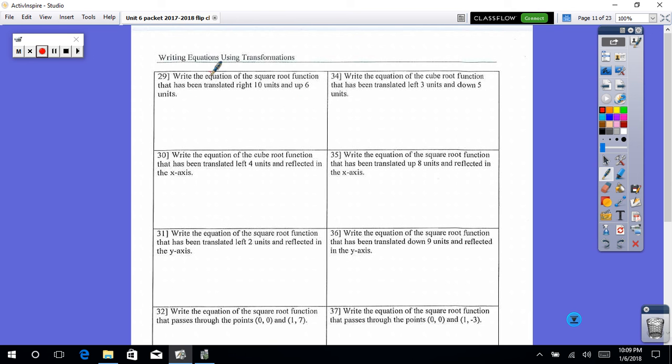Okay, so 29 says write the equation of a square root function that has been translated to the right 10 units and up 6. Okay, I know to go up 6, I'm going to add a 6 to the outside. And to go right 10, I'm actually going to subtract 10 under the radical.